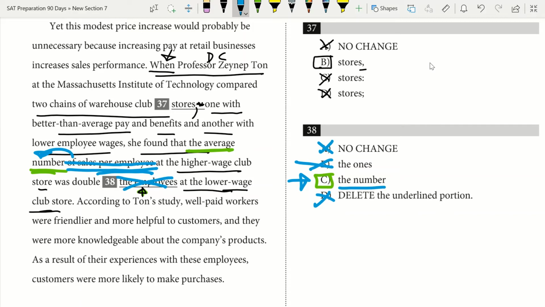So right there, the big tip there is understanding that you have to compare two of the same subjects, right? So if you're asked a comparison question, make sure you're comparing the same things. If you're comparing one number, you must be comparing it to another number. You can't compare a number from a given set of data to an employee of another set of data. If you have a lower wage club store and a higher wage club store, and you're comparing a number at one, you must be comparing it to a number at the other. You can't switch that and do a different subject. So that's the tip there.